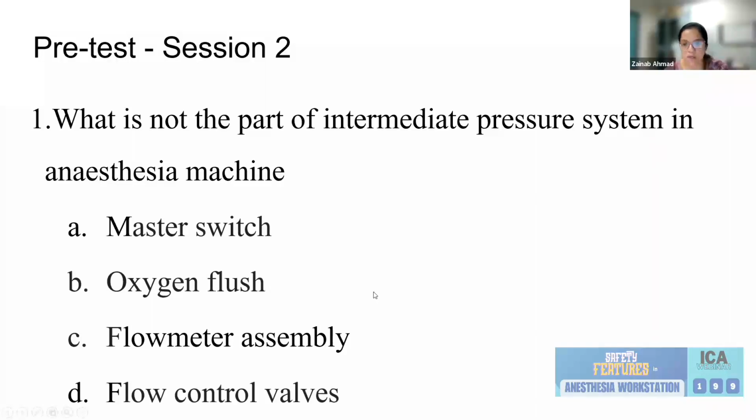Okay. So question 1 of the next poll is, what is not the part of intermediate pressure system in anesthesia machine? Option A, master switch. Option B, oxygen flush. Option C, flow meter assembly. And option D, flow control valves. So again, single choice answers, which we just want you to mark one option out of the above. So the time is up.